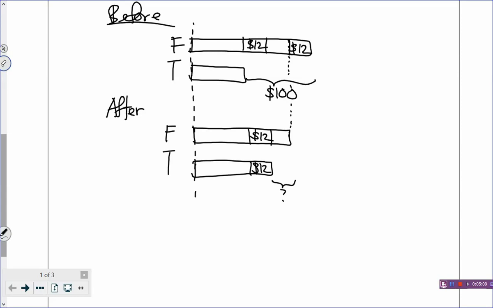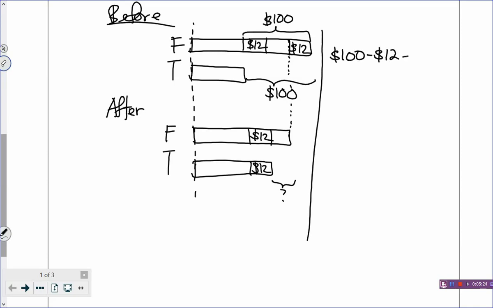Then can you see the $100, which is over here? So this is also $100. Can you find how much is the box in the middle? You just take 100 and you minus 12 and you minus 12. How much would that be? I'm going to use my calculator so that we can do it faster. 100 minus 12 and minus 12. The number in the middle is $76. So you put down 76.